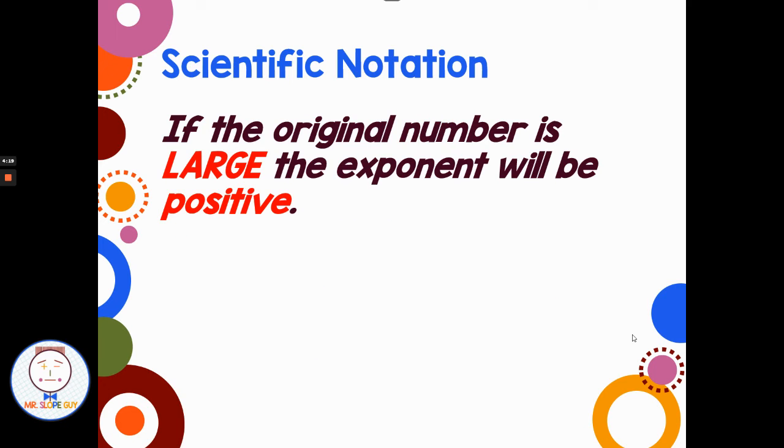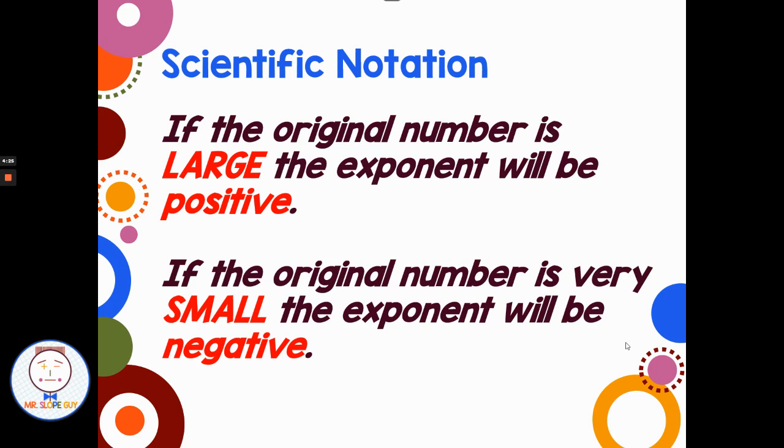And if our original number is a very large number, we will have a positive exponent. And if our original number is a very small number, we will have a negative exponent. So remember, scientific notation is really only for really big numbers and really small numbers. And we'll be able to tell if it's a really big number or a really small number when we look at that original number to know what sign we're going to use on our power of 10.